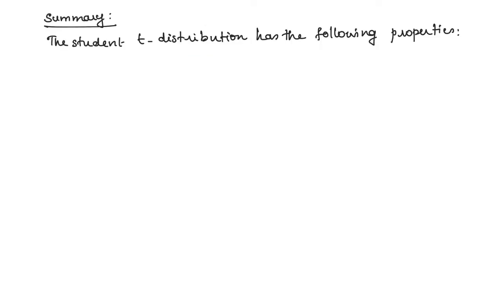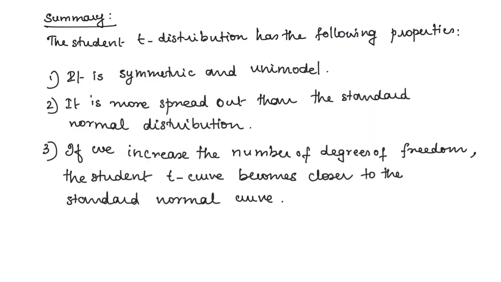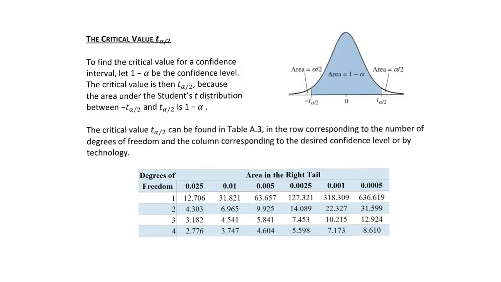So in summary, the student t distribution has the following properties. It is symmetric and unimodal. It is more spread out than the standard normal distribution. If we increase the number of degrees of freedom, the student t curve becomes closer to the standard normal curve. Let's see how to find the critical value. Here we are using t instead of z because we are using the student t distribution to construct the confidence interval for mu when sigma is unknown.